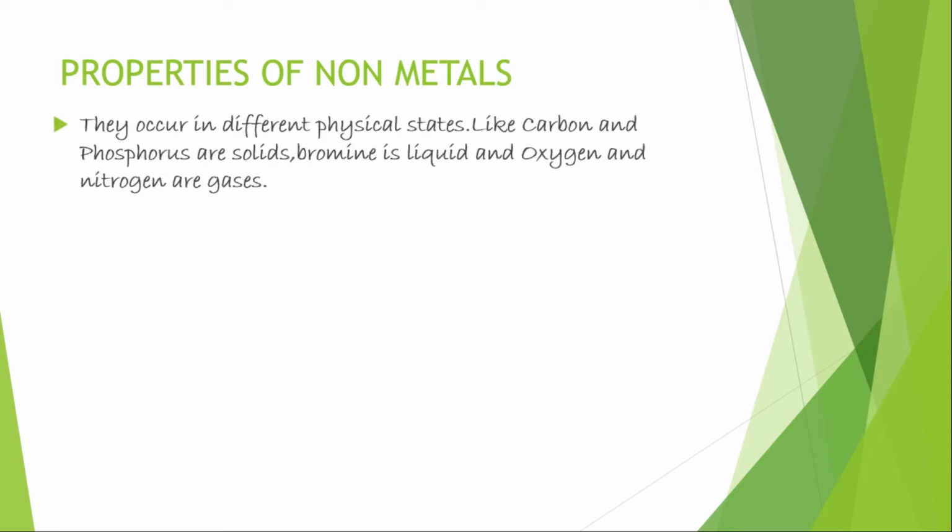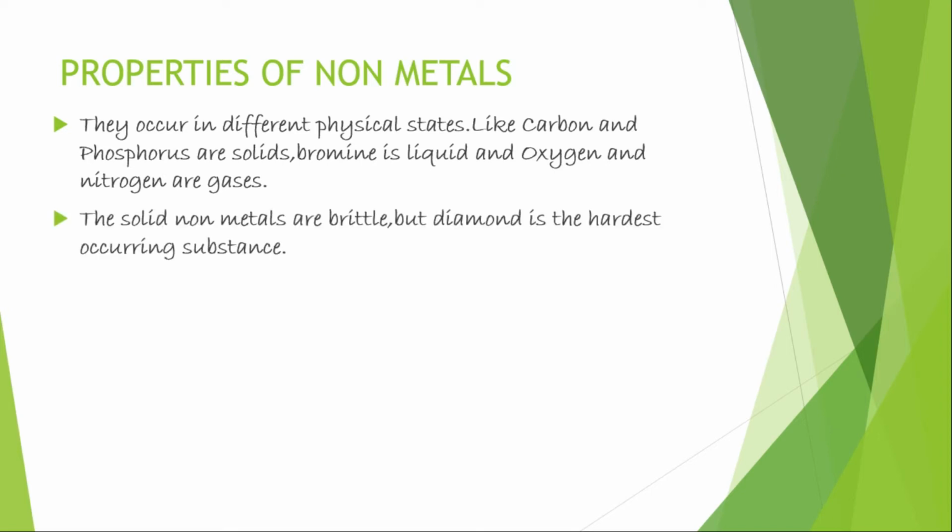When we talk about the properties of non-metals, I hope you have remembered the properties of metals. So the non-metals are almost exactly opposite to what the metals were. Now non-metals occur in different physical states. Carbon and phosphorus are solid, but they are brittle solids, we can say. Bromine is a liquid, and oxygen and nitrogen are gases. Also the non-metals in solid form are generally very brittle, easily breakable, and they don't have a particular shape when they break. And fortunately there is a non-metal which is the hardest substance, that is diamond. It's a form of carbon.